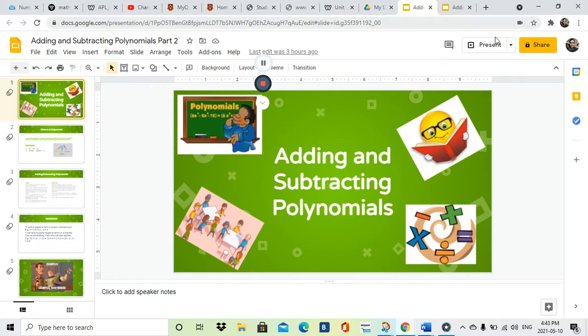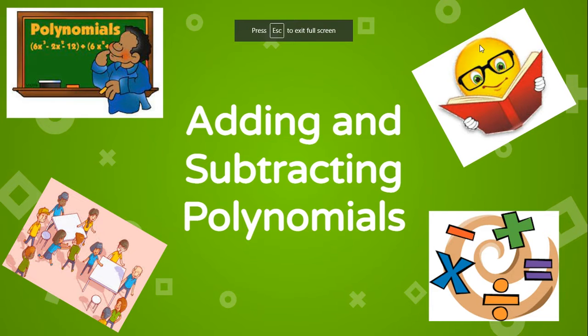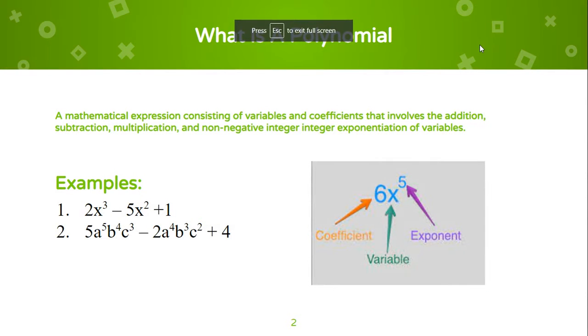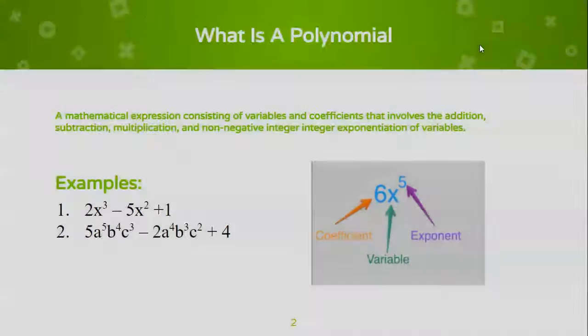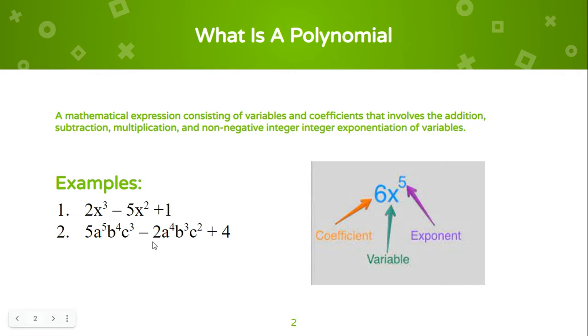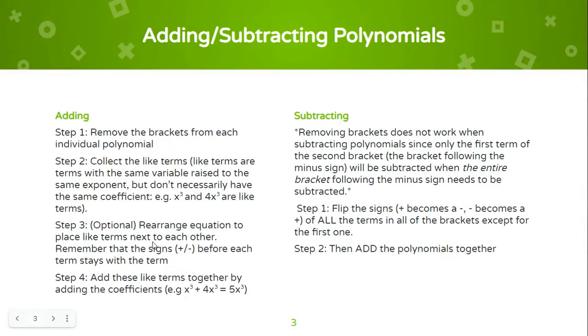So let's get going. Just some review from yesterday on what is a polynomial. Like I said, it's a mathematical expression that consists of variables and coefficients that involve addition, subtraction, multiplication, and non-negative integer exponentiation of variables. Here we have some examples of a polynomial. So we looked at adding and subtracting polynomials and the step-by-step process in adding and subtracting polynomials.